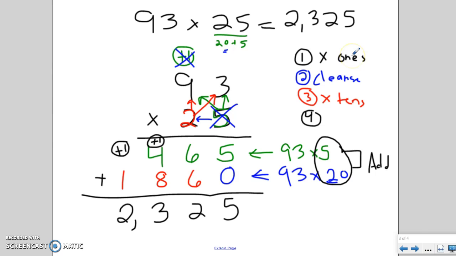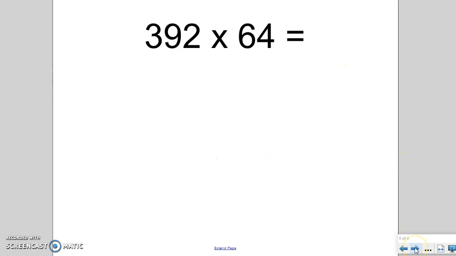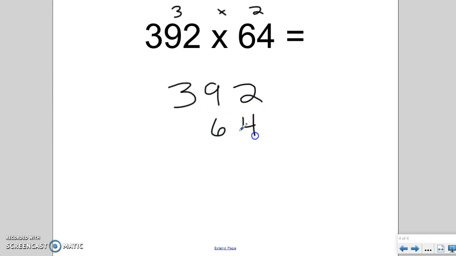2,325. Okay, so what we're going to do, guys, we're going to take that strategy and push it over to a 3 by 2 digit. Every step is exactly the same. The only difference is it's like two 3 by 1 problems instead of two 2 by 1 problems. So let's take a look here.